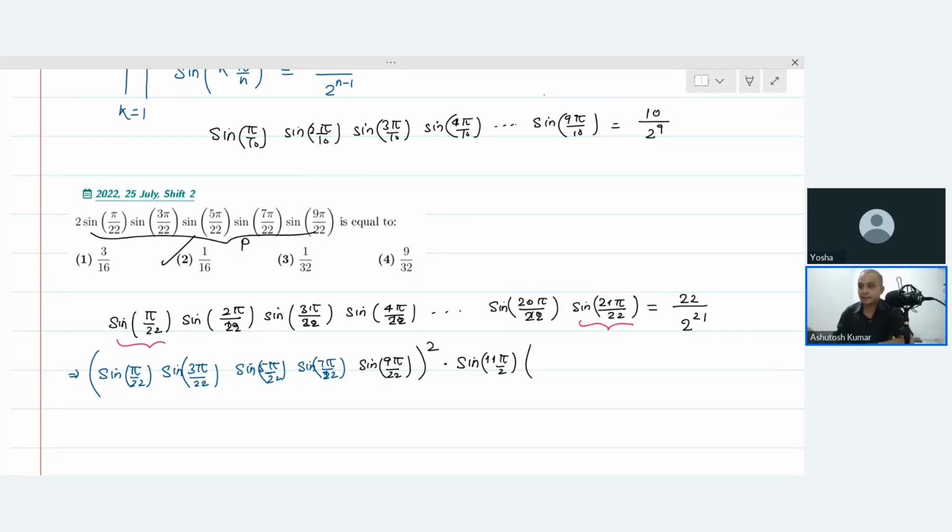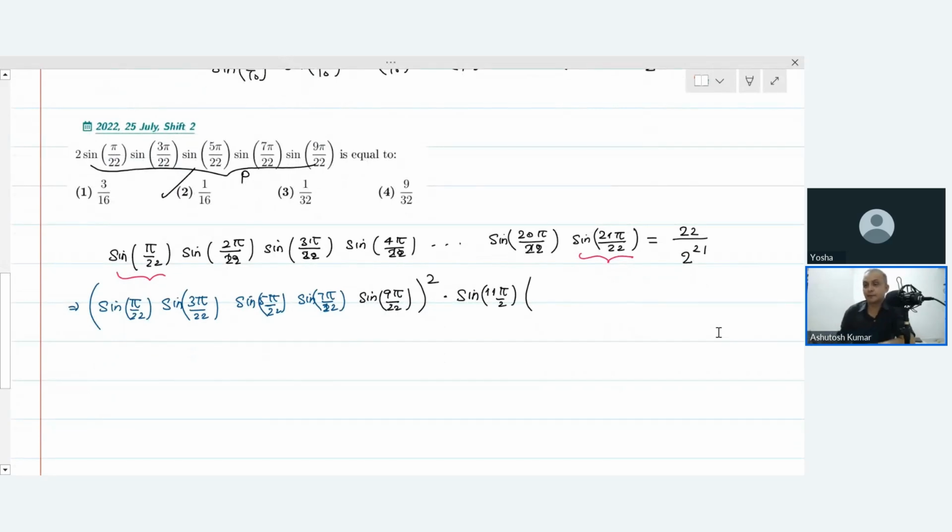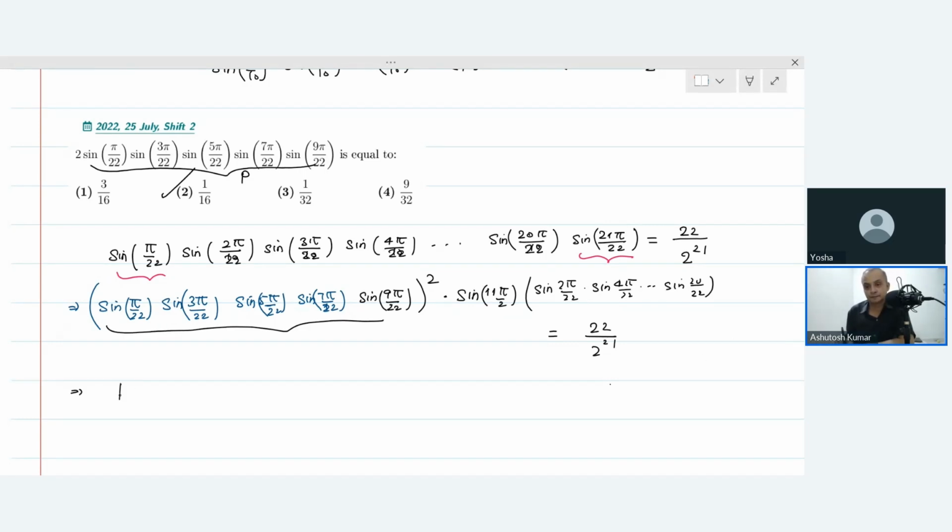And the remaining terms are even terms. Even means the coefficient of pi by 22 is an even number. So what are those? Sine 2 pi by 22, then sine 4 pi by 22, and up to sine 20 pi by 22. And that is equal to 22 by 2 to the power 21. Is there any problem so far, Yosha? No, sir. Very good. It means now you can write this as P squared, correct or not? Yes, sir. P squared, okay.